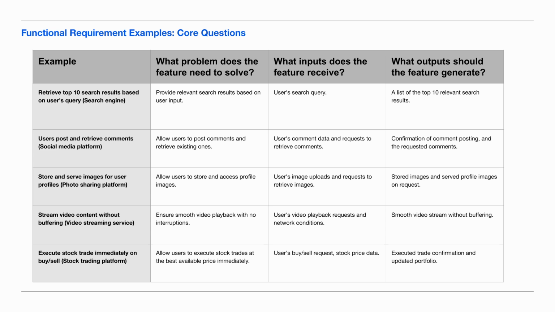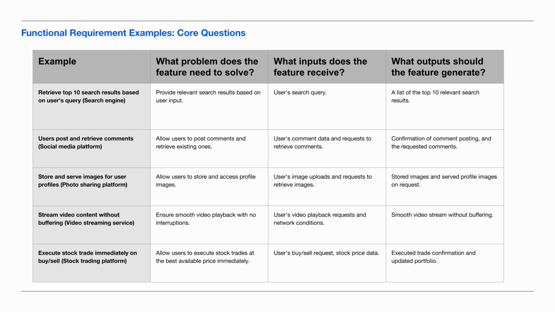Let's go to social media. Users post and retrieve comments. What problem does this feature need to solve? Allow users to post comments and retrieve existing ones. What inputs does the feature receive? Users' comment data and requests to retrieve comments. What output should the feature generate? Confirmation of comment posting and the requested comments.